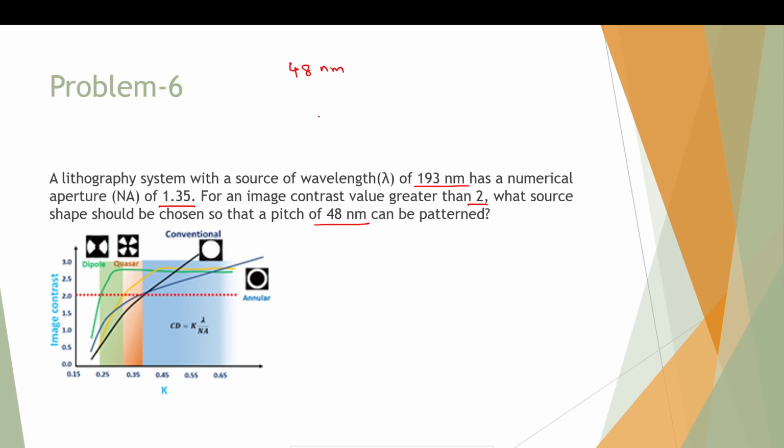So the resolution, the minimum width that I can write, is 48. So 48 has to be nothing but my resolution. For resolution we know the formula, W equal to K times lambda by Na. This K depends on the technology that we use, the source that we use, everything else, and there is a proportionality to lambda by Na. They have given the lambda. Lambda is 193 nanometer. This is 48 nanometer. Na is 1.35. So we can determine the K, right?